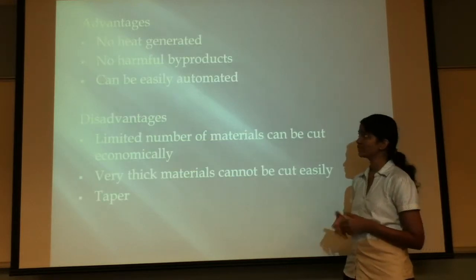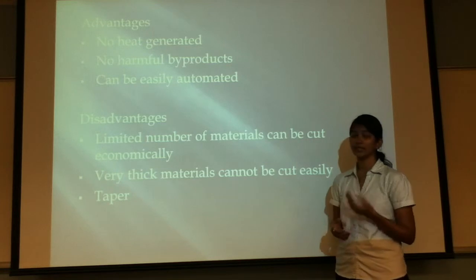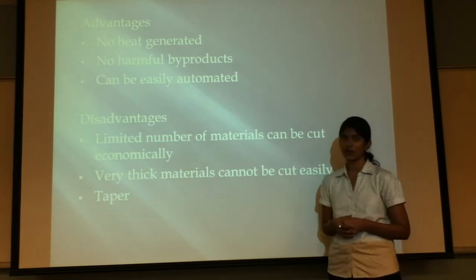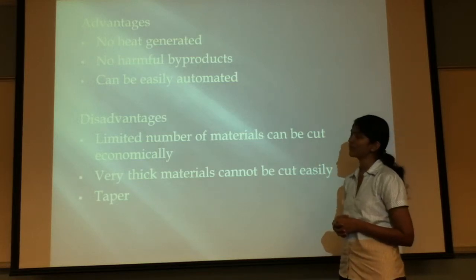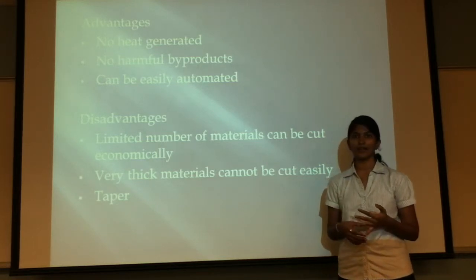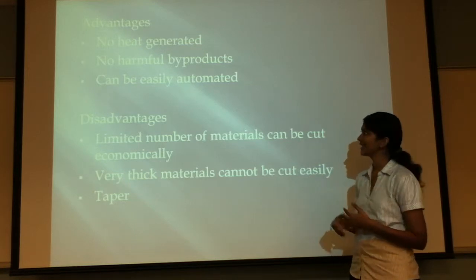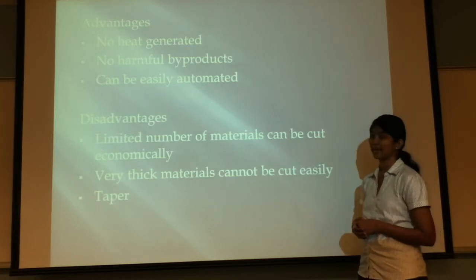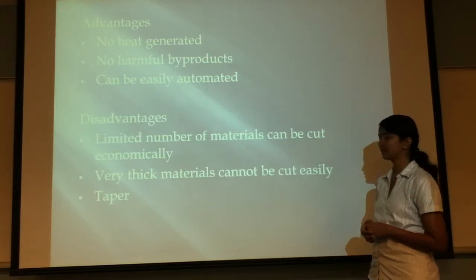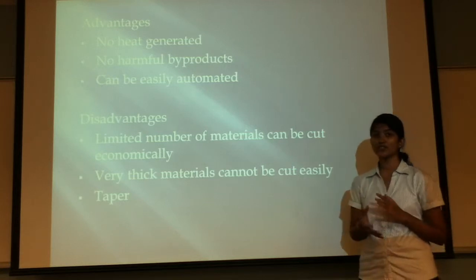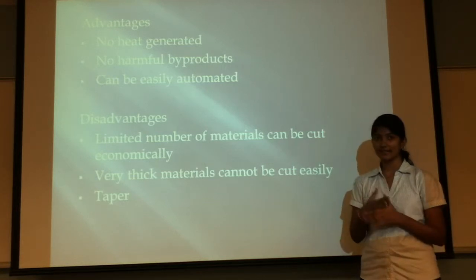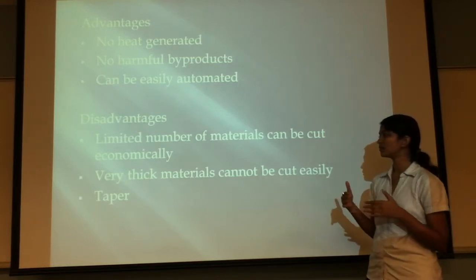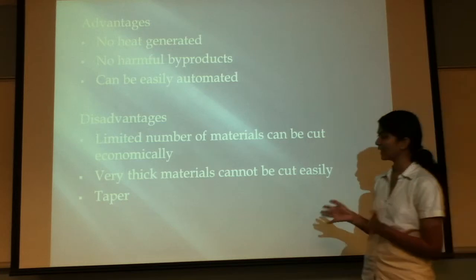Advantages: no heat is generated. With this, the other materials which are to be cut are not affected, their properties are not being affected. No harmful byproducts are produced, unlike grinding and welding. Can easily be automated. Disadvantages: a limited number of materials can be cut economically. Very thick materials cannot be cut easily. Taper is formed when the jet exits the material propagating at a different angle.